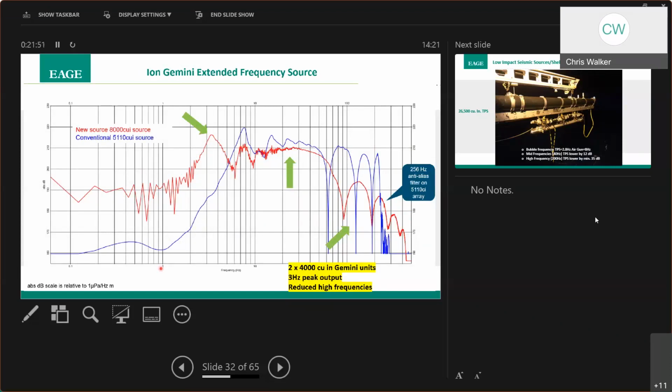But what's also interesting is that we are seeing a lower high frequency output from the source array as well. So it actually is improving the low frequency output and reducing the high frequencies that we don't use for conventional seismic imaging, and so has less impact on the environment. Next slide, please.